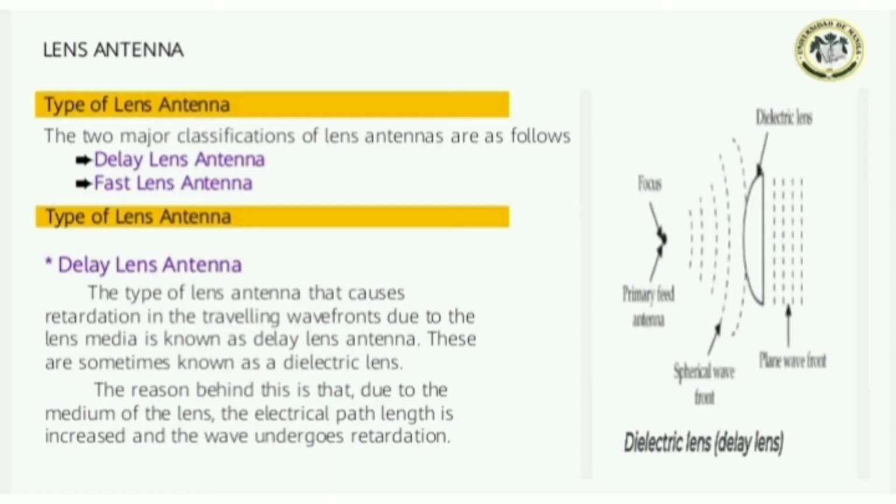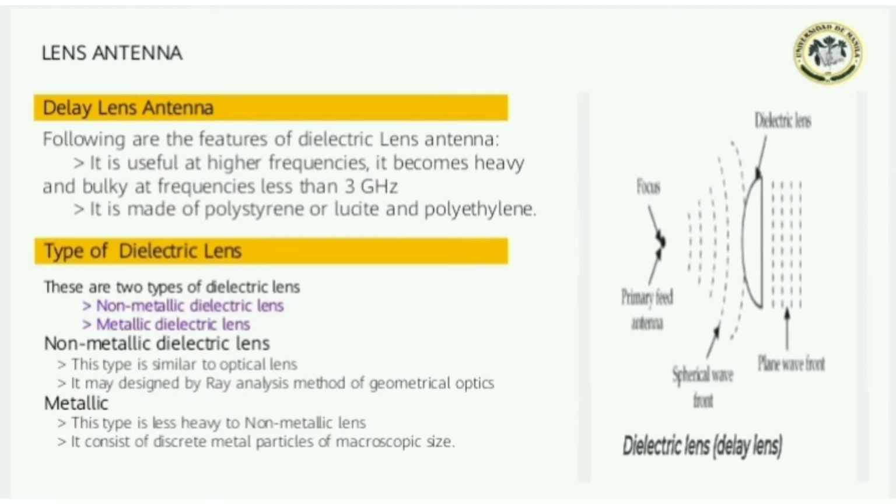There are two types of lens antenna. First, delay lens antenna or dielectric lens antenna. Second, fast lens antenna or E-plane metallic lens antenna. A delay lens antenna is a type of lens antenna that causes retardation in the traveling wavefronts due to the lens media. The reason behind that is the medium of the lens: the electrical path length is increased and the wave undergoes retardation.